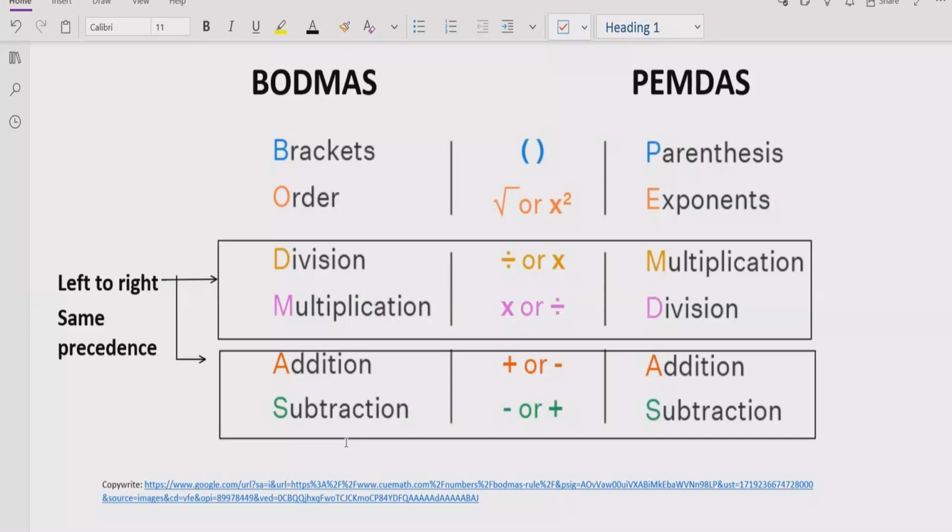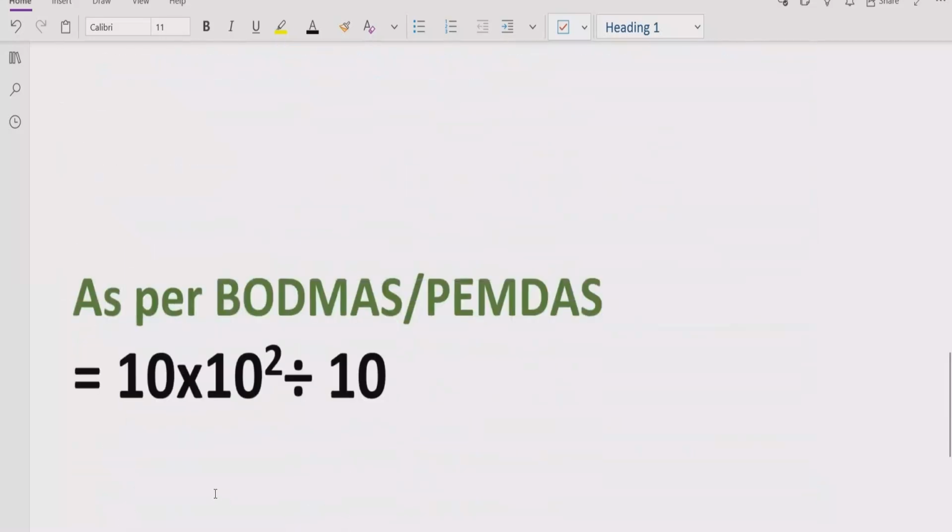After that, you have to solve the division and multiplication. You have to go left to right in your expression and find out same precedence. And if division is coming first in your expression, you have to solve the division first. And if multiplication is coming first, you have to solve the multiplication first. Similarly, for addition and subtraction, we have the same rule. So we can solve addition first if it is coming first, and we can solve subtraction first if it is coming first.